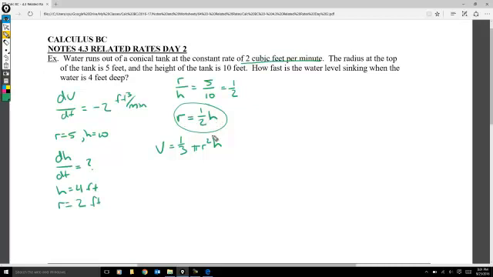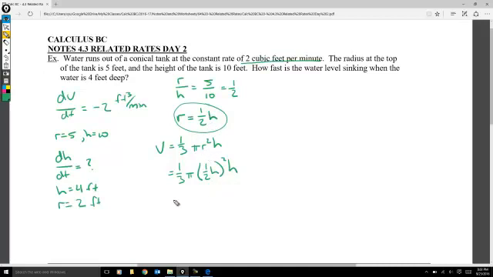I do not know how the radius is changing over time, but I know that at any time my radius will be half of my height. This is something I can generally use for this problem. So I can substitute. All I did was substitute 1/2 h in for r.